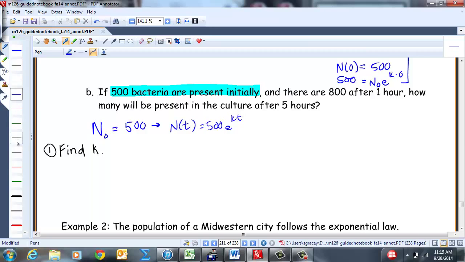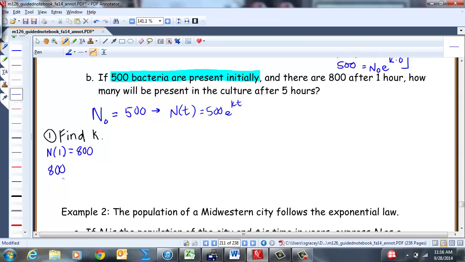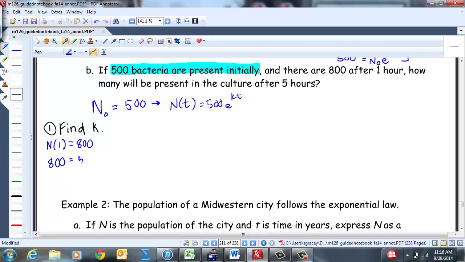The next information we've been given is there are 800 bacteria after 1 hour. So you've been given the ordered pair 1, 800. So we're going to use that information to find k. N at 1 equals 800. So plugging that in, we have 800 is equal to 500 times e to the k times 1.